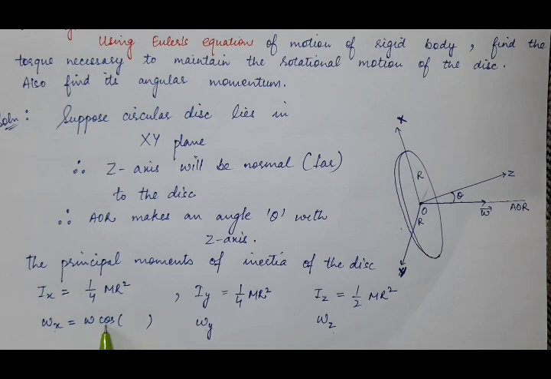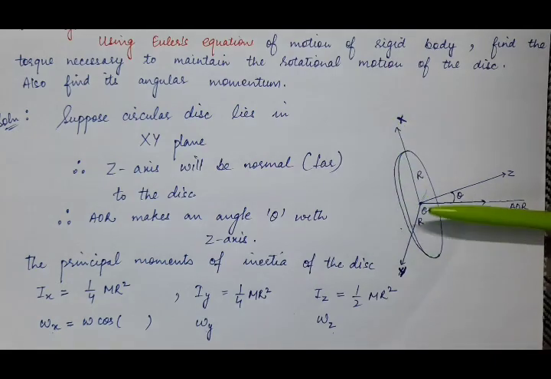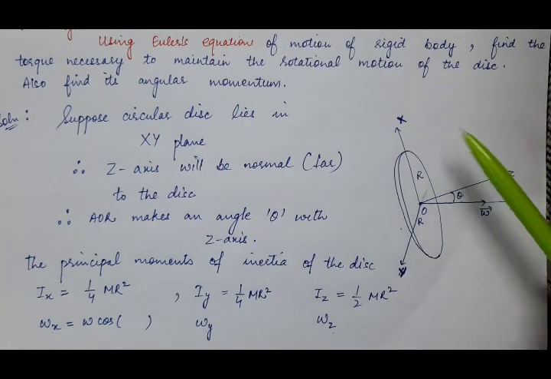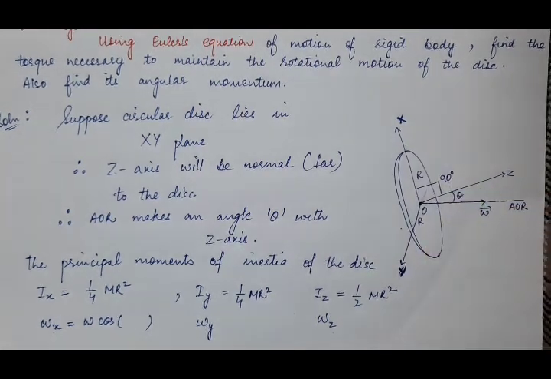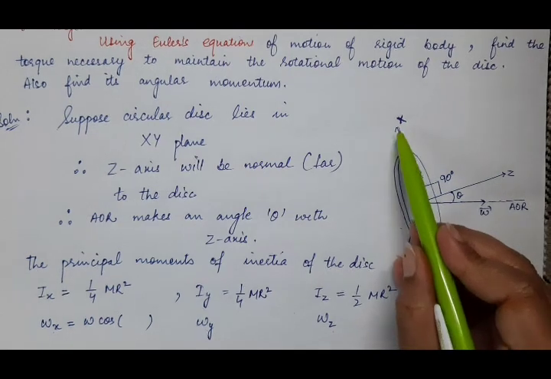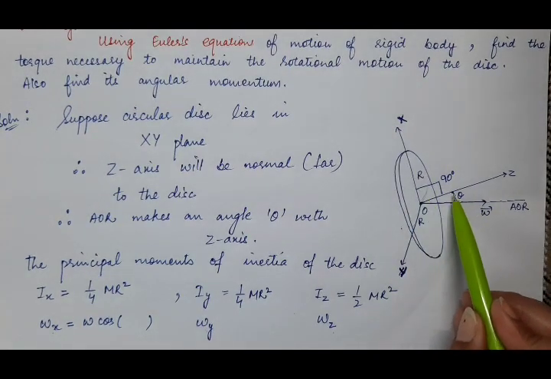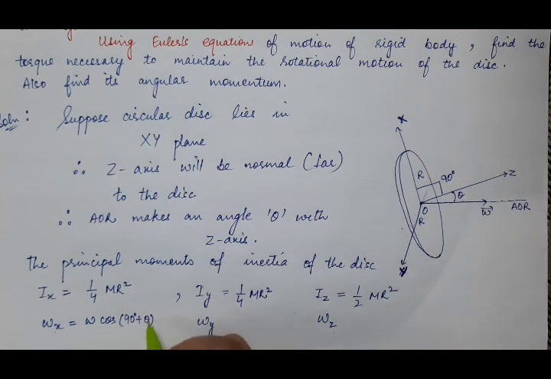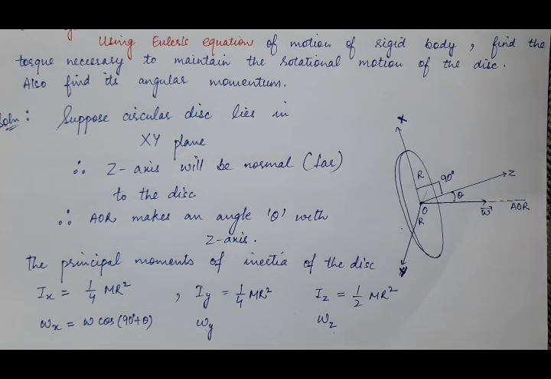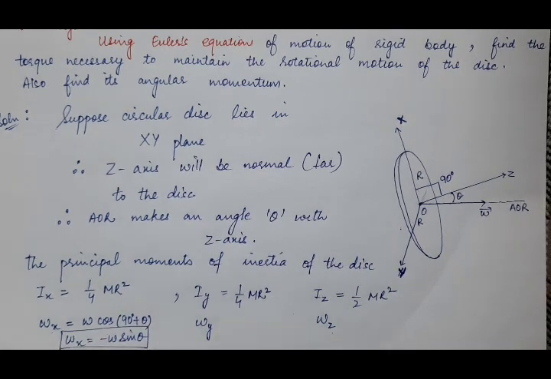Omega cos, what is the angle between the omega vector and the x-axis? If this is the x-axis and this is the omega vector, we know that the x-axis and z-axis are perpendicular to each other, so this angle will be 90 degrees. And we have to find the angle between the x-axis and the omega vector, so it will be 90 plus theta. So omega cos 90 plus theta. And what is cos 90 plus theta? It is the second quadrant, and in the second quadrant cos is negative. So omega x will be minus omega sin theta. Cos 90 plus theta is minus sin theta.